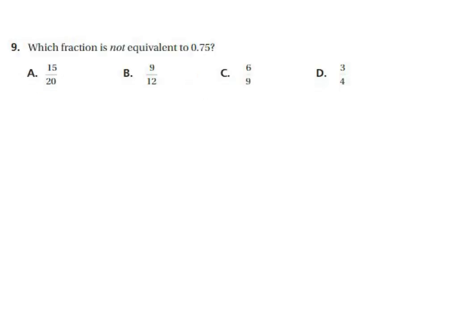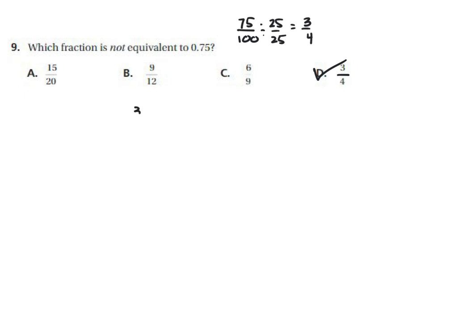Number 9 says, which fraction is not equivalent to 0.75? First of all, let's write 75 100ths, and then let's simplify that. We could divide by 25 over 25, and that's 3/4. Okay, so D is 3/4, so that one is equivalent.